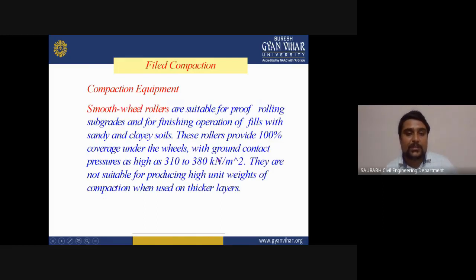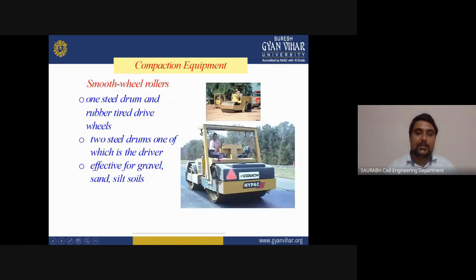Now we will see the first. Smooth wheel rollers are suitable for proof rolling of the subgrade and for finishing operations of fields with sandy and clay soil. These rollers provide 100% coverage under the wheel, with ground contact pressure as high as 310 to 380 newtons per meter square. They are not suitable for producing high unit weight of compaction when used on thicker layers.